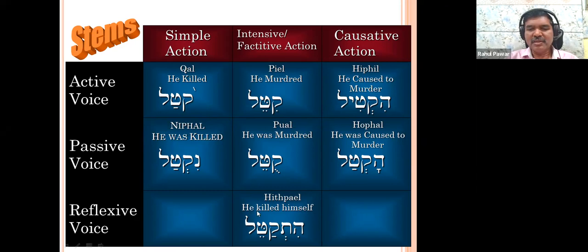And Hithpael, for example, means he killed himself. When the subject is doing the action for himself, that is called Hithpael. For example, I hit myself. You're getting it? I hit myself. Here the action is reflexive. When the subject is doing the action for itself, that is called Hithpael.